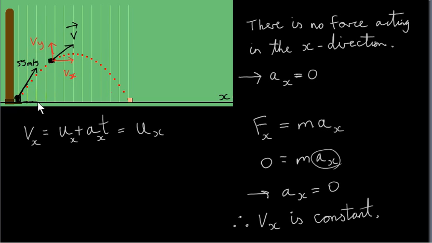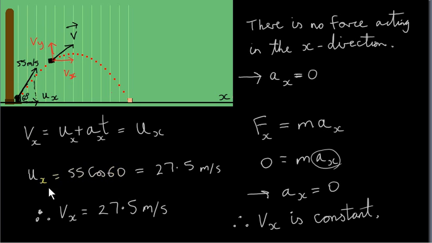And if we want to get the x component of it, which we call ux, u is normally used for initial velocities, we just get the component of this velocity in the x direction. We have this angle in here, it was 60 degrees. So we see that ux is the hypotenuse of this right angle triangle, which is 55, multiplied by the cos of 60. We get 27.5 meters per second for ux, so that means that Vx, the x component of the velocity of the object at any point in its trajectory, is 27.5 meters per second.